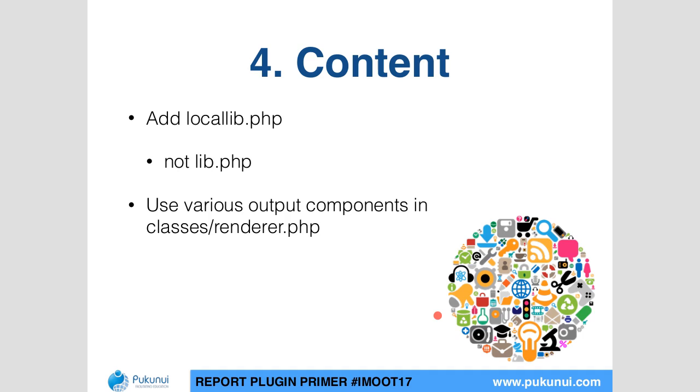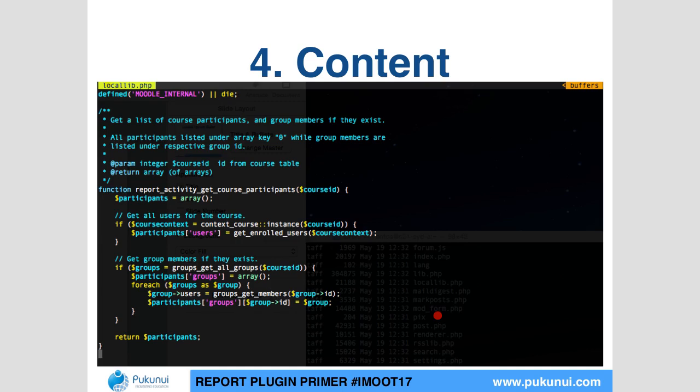So I've actually just done one function in the local lib, and then I've done a massive change in the renderer. I've used a whole lot of things. I'm not going to go through that because there's so much in there, but you could download the code and look. So very briefly, there's my content. This is the local lib. I've just added a function in here. By convention, all the functions we add should start with our Frankenstyle name. That's just to keep the names unique. So report_activity.